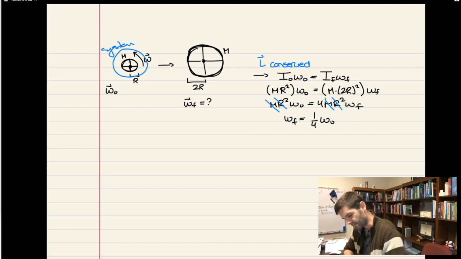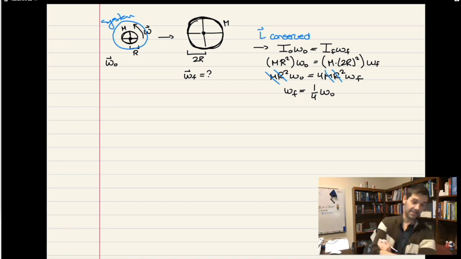And then it's still a hoop at the end, but now it's m r squared times the final angular velocity. Or m r squared omega naught equals 4 m r squared omega final. The m's, the r squareds go away. You get that the final angular velocity is 1/4 the original.